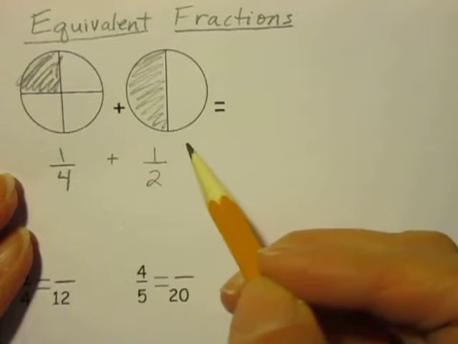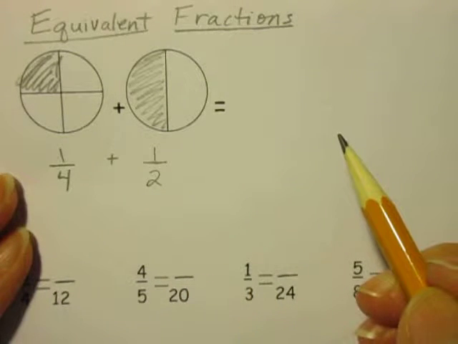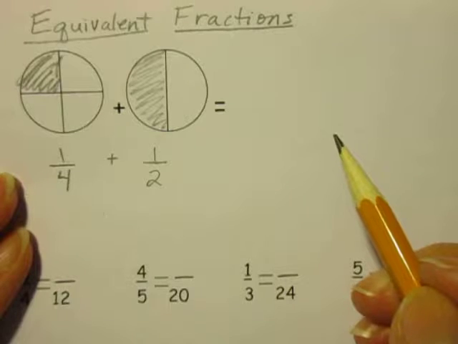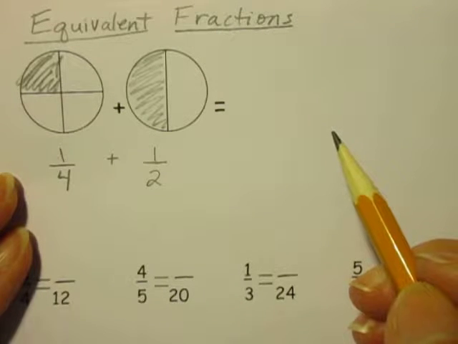And the reason I want you to look at this picture is I want you to see that we have two different size pieces. That's what makes this a challenge. And so what we're going to need to do is rewrite at least one of these fractions as an equivalent fraction so that we can accurately add these two amounts.